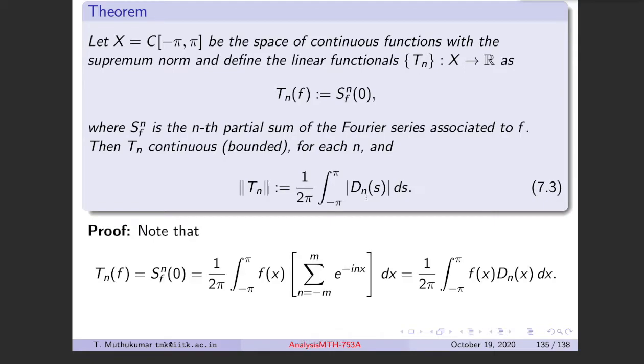To prove this, let's start with the definition. Tn f by definition is Sn f at 0, and by what we have already shown, this is 1 over 2 pi times the convolution with the Dirichlet kernel, now evaluated at 0. This is precisely the integral of f(x) Dn(x) dx. Earlier you had Dn(x minus y) as a convolution; now, evaluated at 0, it is just the inner product between f and the Dirichlet kernel. So Tn f is precisely this inner product of f and the Dirichlet kernel.